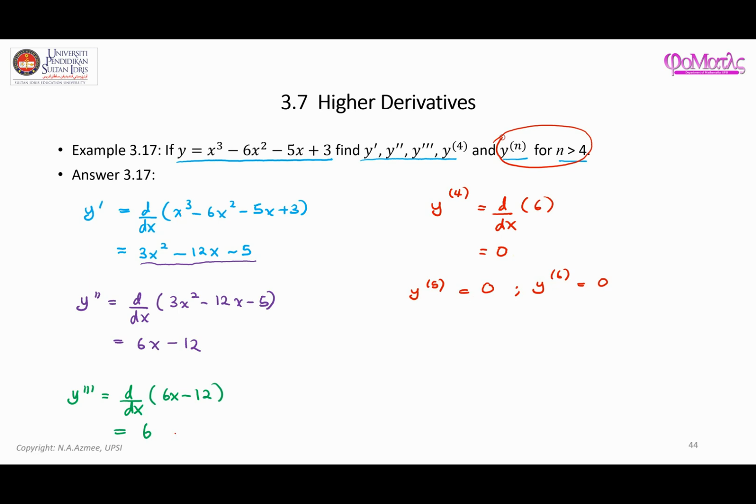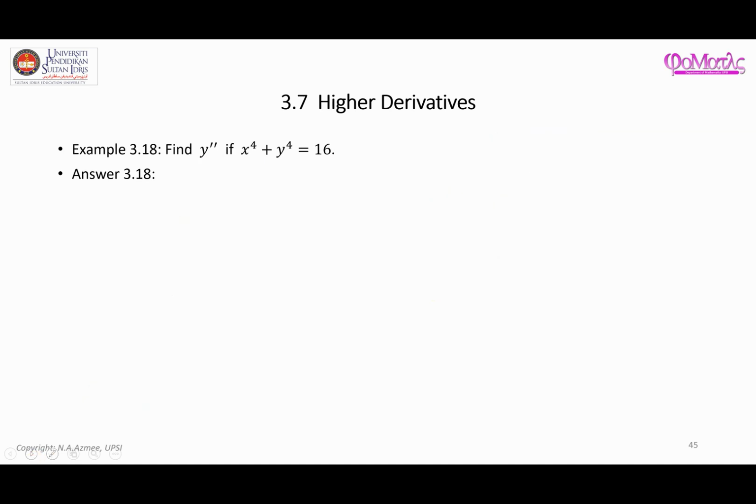So therefore, the nth derivative for this function is going to be equal to 0 for n greater than 4. For n greater than 4, such as 5, 6, and so on, the result is equal to 0. So that is the answer to example 3.17. Now let's move on to another example.